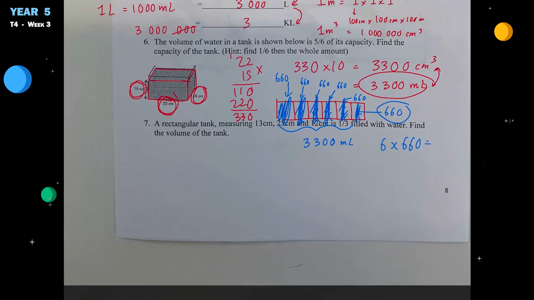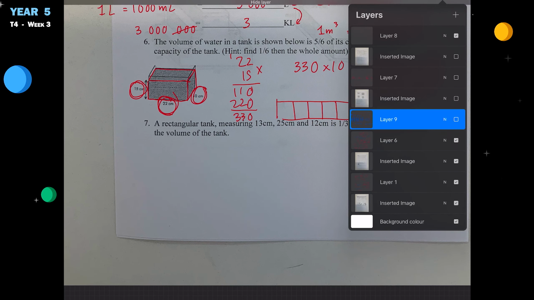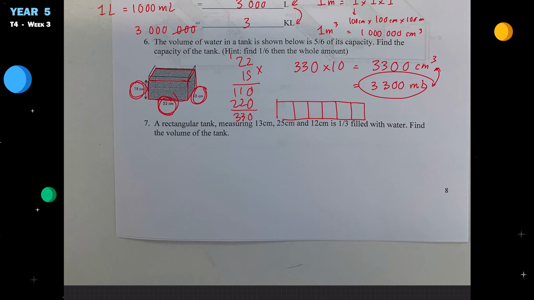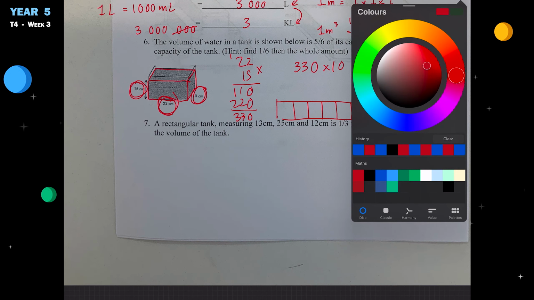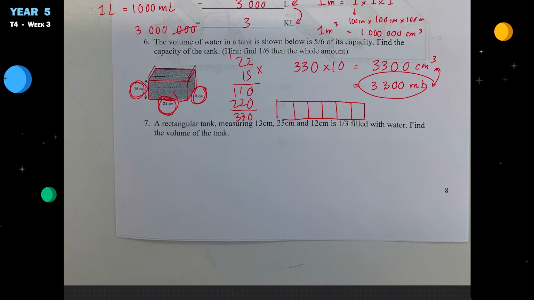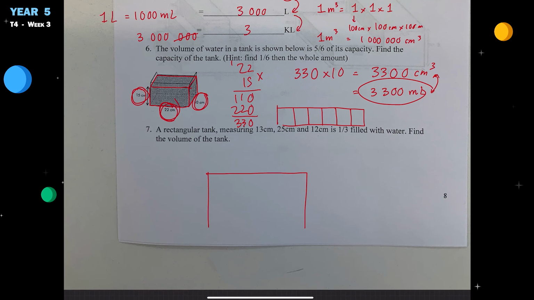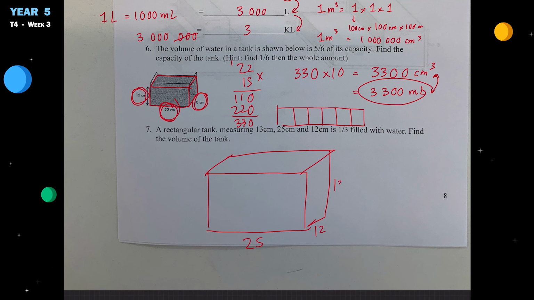Alright, next one. A rectangular tank measures... Oh, let me just rub this out, I can't see. Alright, so it says here a rectangular tank measuring 13... So just quickly draw that. So that'll be 13 by 25 by 12, so maybe 25 should be here, maybe 12 should be here, and 13 should be here. Is filled with 1/3 water. It's 1/3 filled with water. Find the volume of the tank.